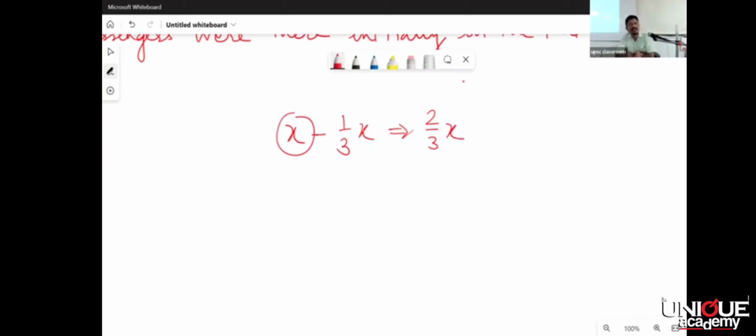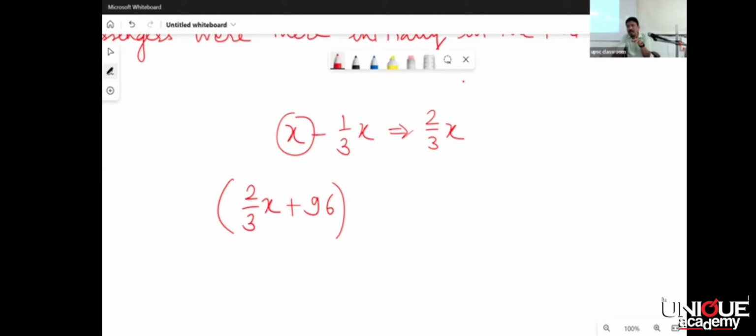x were the passengers, they have traveled from the initial departure to the first station. x, out of which 1/3 alight. So remaining are 2/3 of the original passengers. So 2/3 of x remaining there, plus how many boarded the train at the same time? 96. So you are getting 2/3 of x plus 96. That number represents those who have traveled from the first station to the second station. Is it clear to all of you? Now this is the new total.